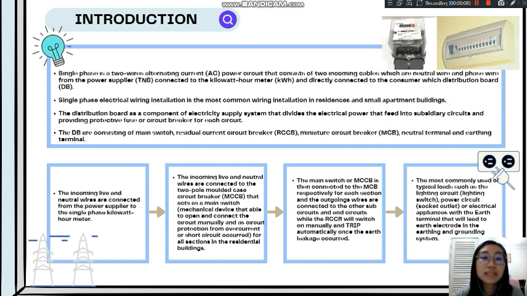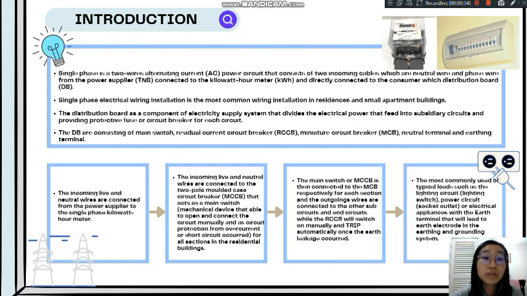Firstly, the single phase is a 2 wires alternating current AC power circuit that consists of 2 incoming cables, which are neutral and phase wire from the power supplier TNB and connected to the kilowatt hour meter KWH and directly connected to the consumer distribution board DB, that is installed in the residences. Single-phase electrical wiring installation is the most common wiring installation in residences and small apartment buildings.